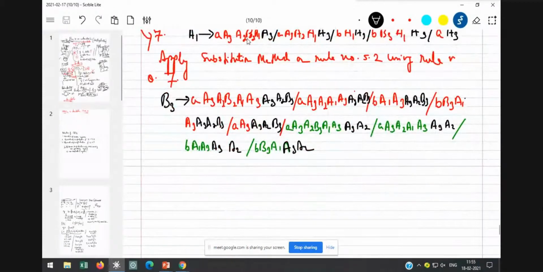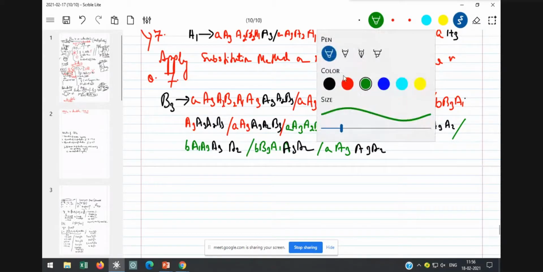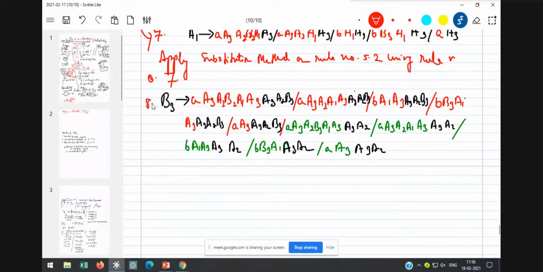A1 values are 1, 2, 3, 4, 5. 1, 2, 3, 4, 1 is missing. So let me just write A3, A2, A3. Okay, go back and let me just number this one as number 8.